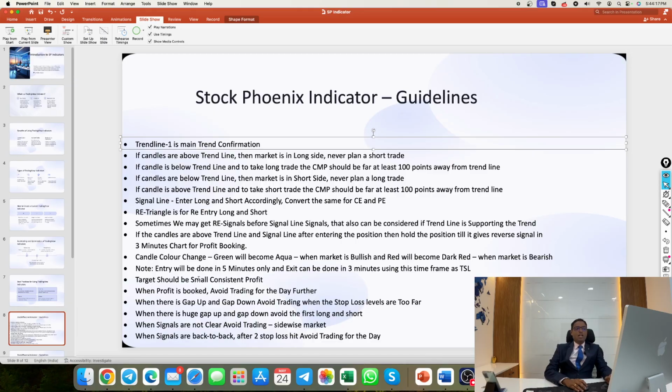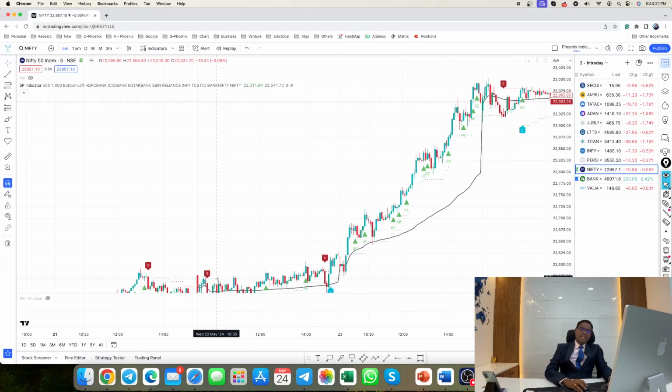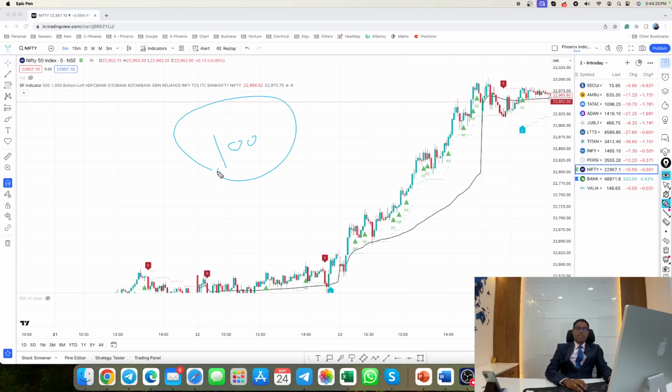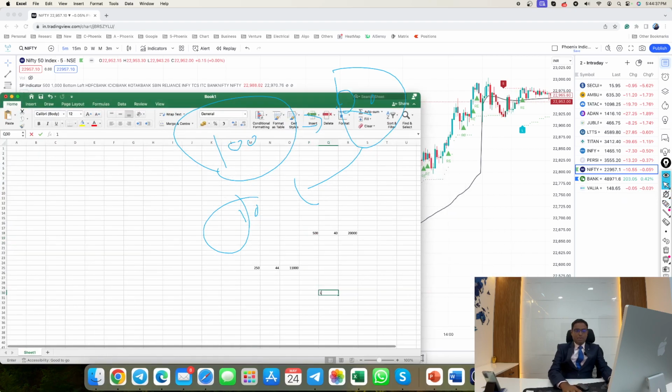Target should be small and consistent profit. Don't keep too big a target. So what exactly we plan here is you take a premium of 100 rupees, keep the target as just 20 points, and keep a stop loss of 10 points. Which means if you take 100 rupees as a premium for one lot, maybe you can even take 4 lots.